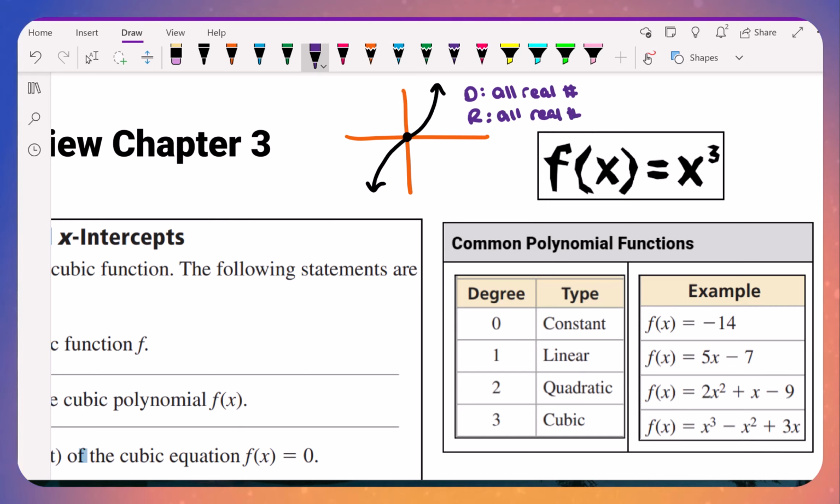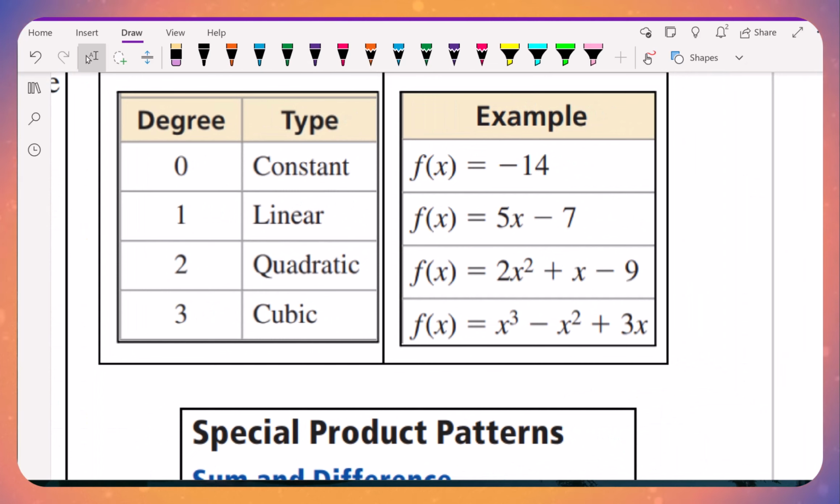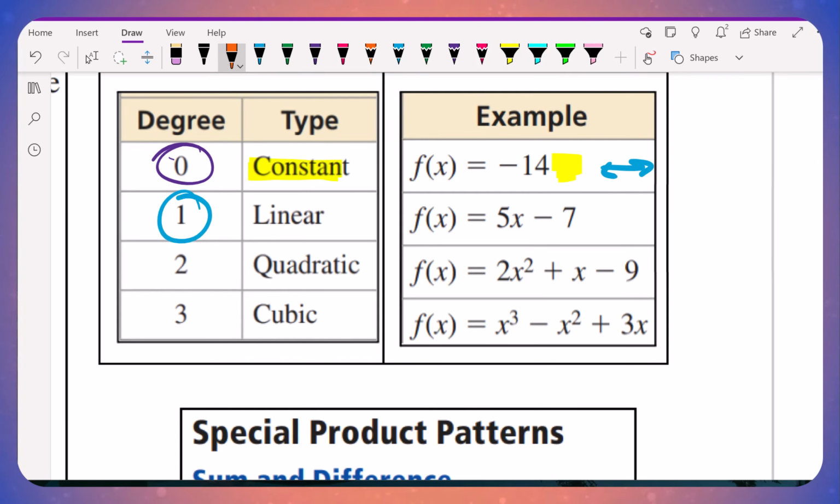So before we get into just cubic functions, let's take a little quick review of what each type of polynomial looks like up to Chapter 3. So the first one would have a degree of 0. That's called a constant. The reason why it's a constant is because it does not have a variable. That is going to look like a horizontal line when you graph it. The second one is 1 degree, or your first degree, which is linear. It's because you have x to the power of 1, and that's typically y equals mx plus b.